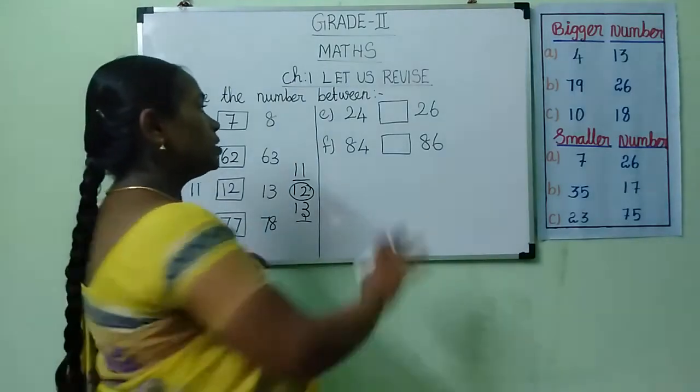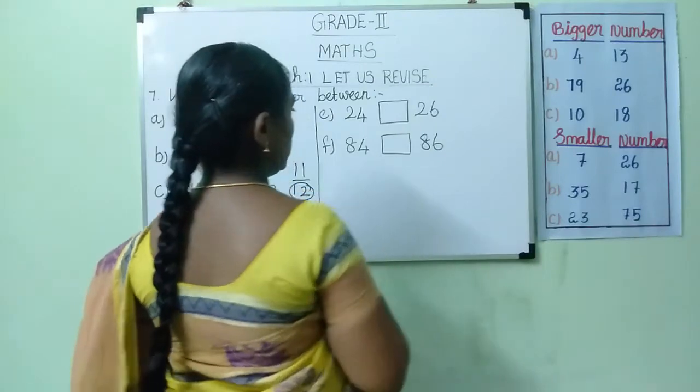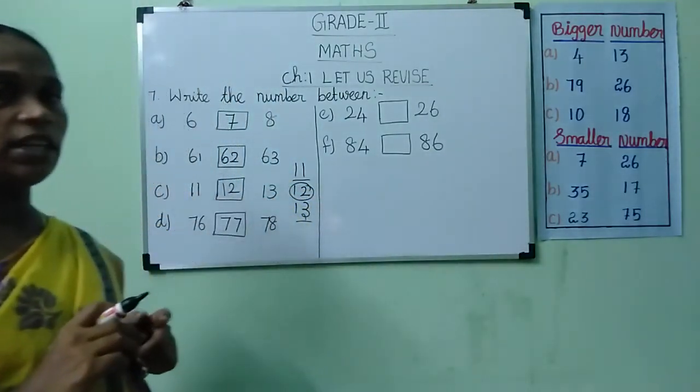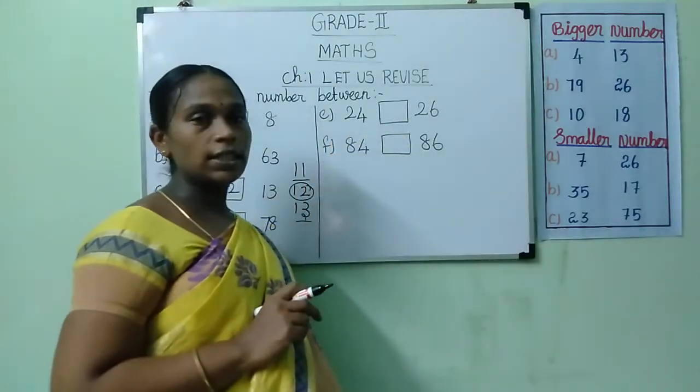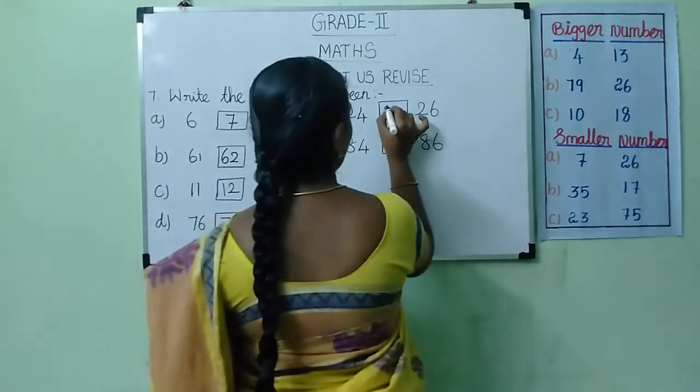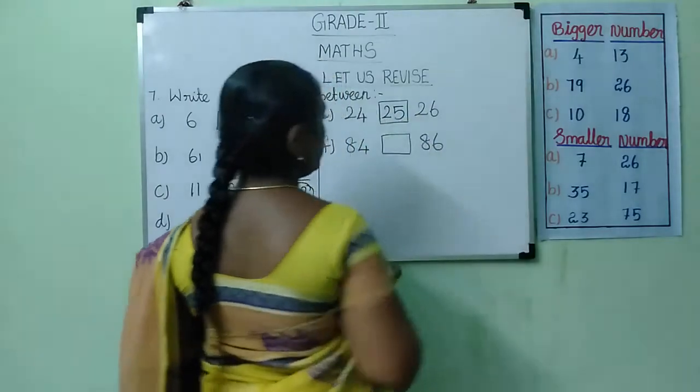The next one, 24 and 26. Which number will come in between? 24 after? Yes, 25. 2, 5, 25.